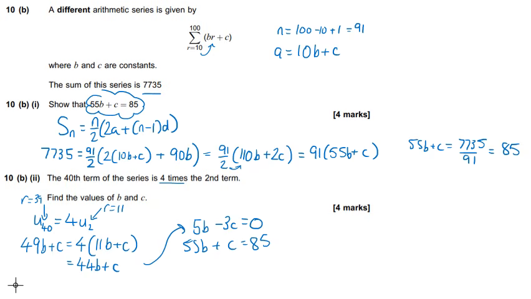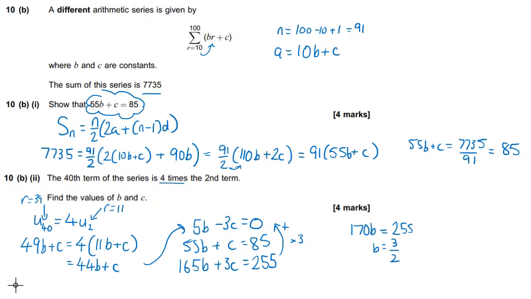What's the easiest way to do that? Maybe if we multiply the second one by 3, then we get 165b plus 3c equals 255. So add that to the first equation, and we get 170b, the c's cancel out, is equal to 255. So b, if we do that on a calculator, we get 3/2.